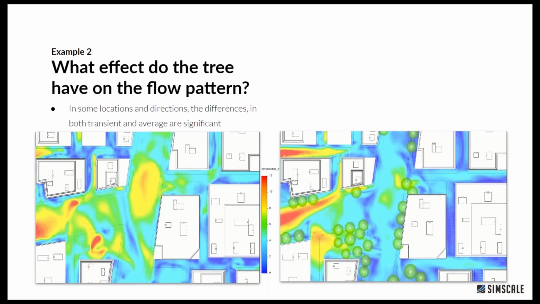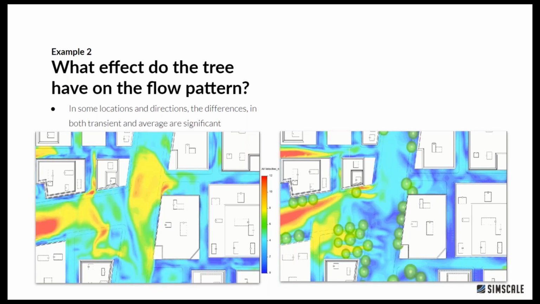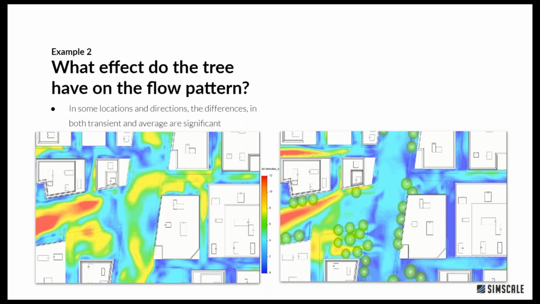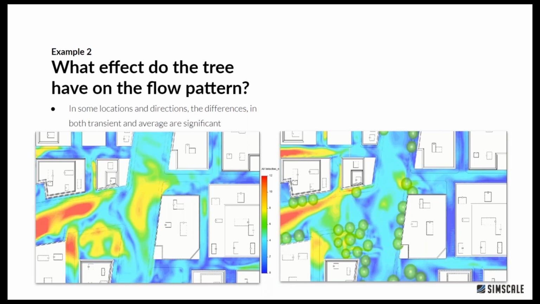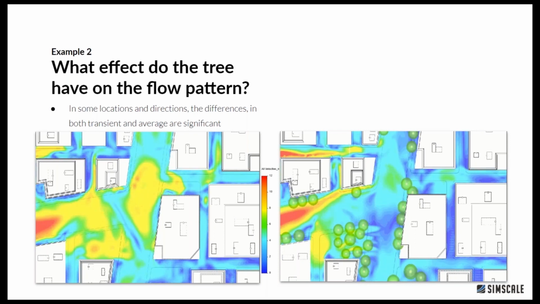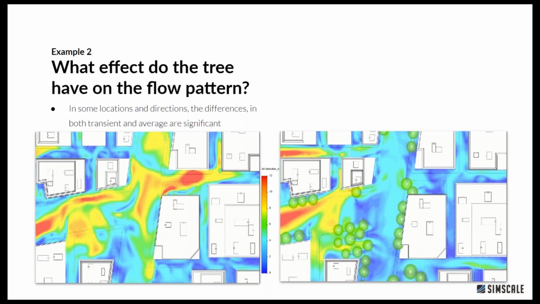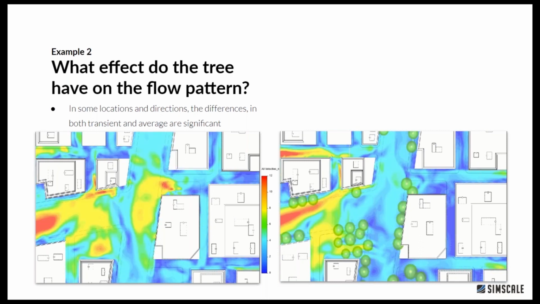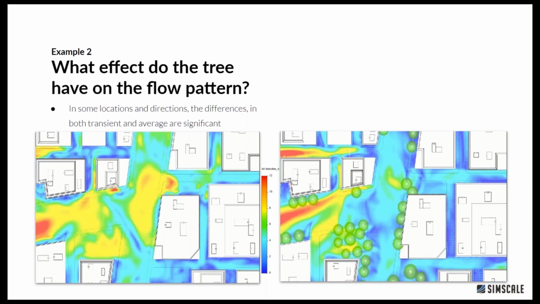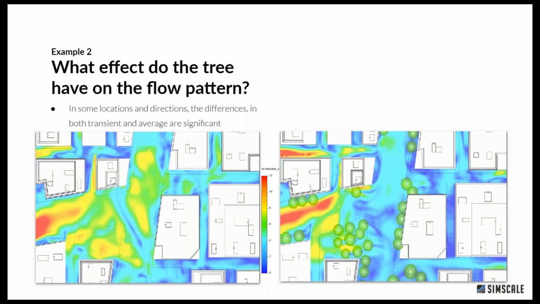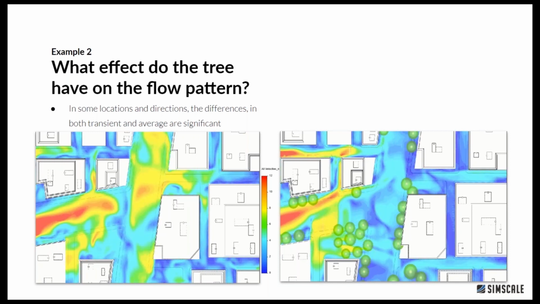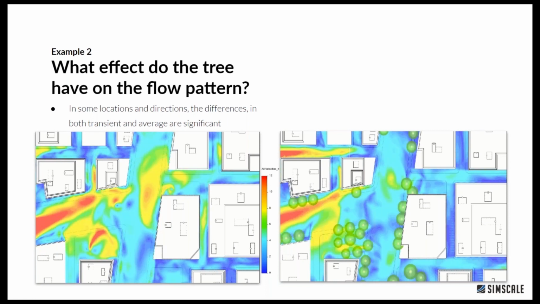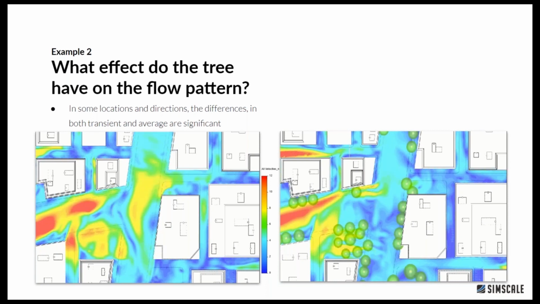And for the same wind intensity and direction, on the right hand side, we can see that the trees have significantly impacted the result by mitigating this cornering effect, the wind that really accelerates around corners and between streets. So it's very interesting to see. You can also visualize the effect of the trunk on the flow pattern as well.